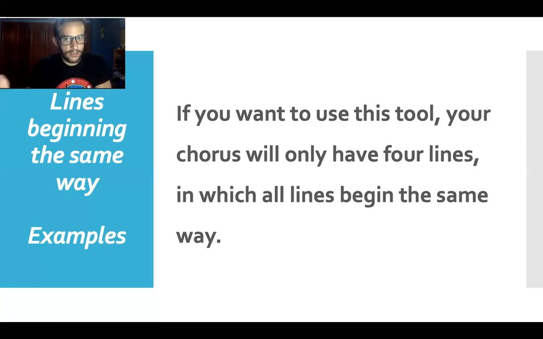If later you want to change this, and right now you write a 4-line chorus, but then you want to add 2 more lines, perfectly fine. You can do that later on. But let's just focus on the right now. So write a 4-line chorus. And if you use lines begin the same way, all those lines have to begin the same way.